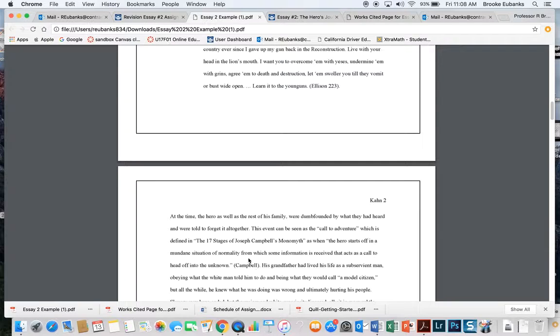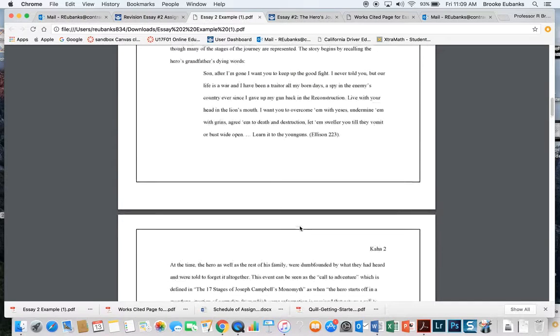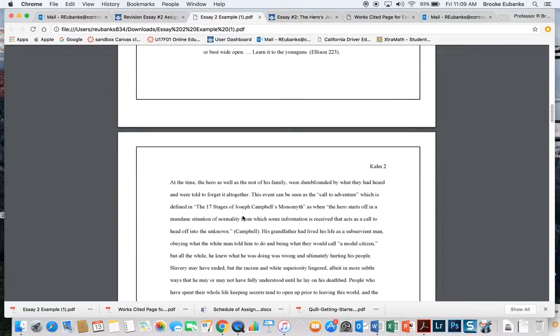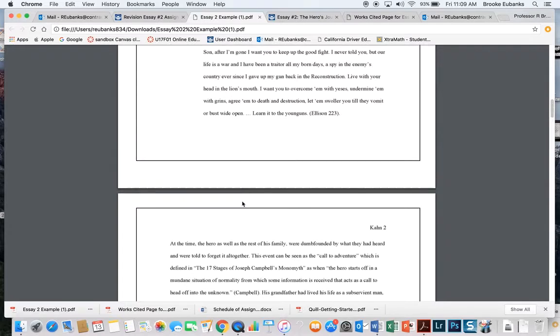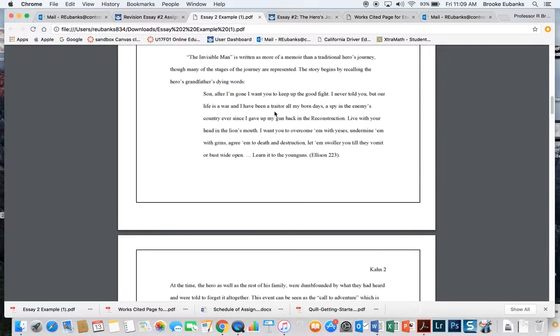And most of you are using your parenthetical citations correctly. This actually should be 17 stages because that's what he's quoting. If you're going to quote the Campbell chapter, make sure you remember to do page numbers. Same with the Battle Royal short story. But every time you use a quote from Campbell to establish that a stage is happening inside the story, then you should use a quote from the story to show that stage in action.